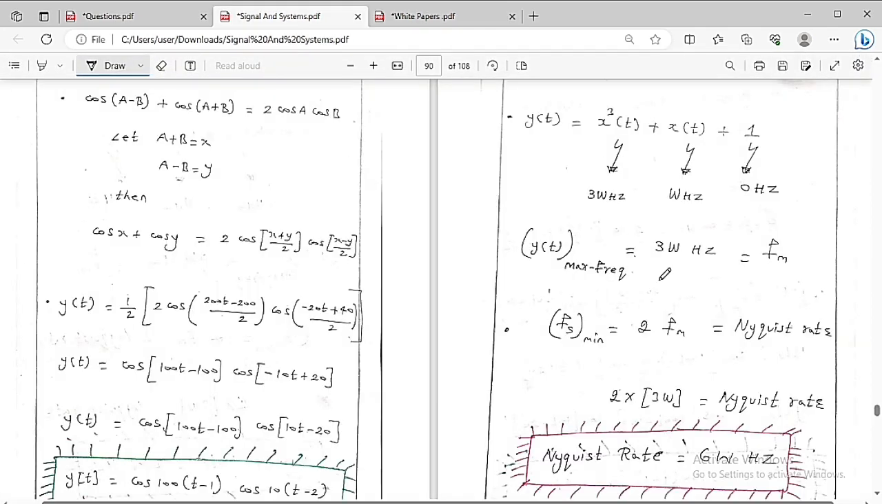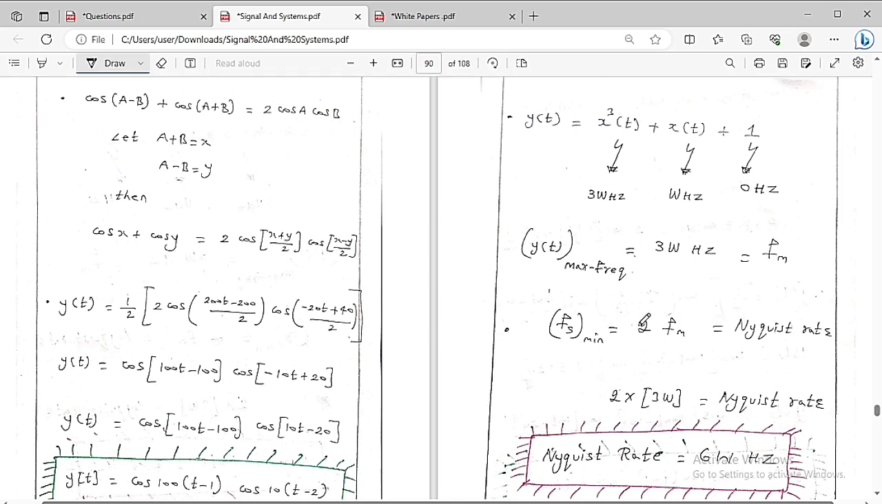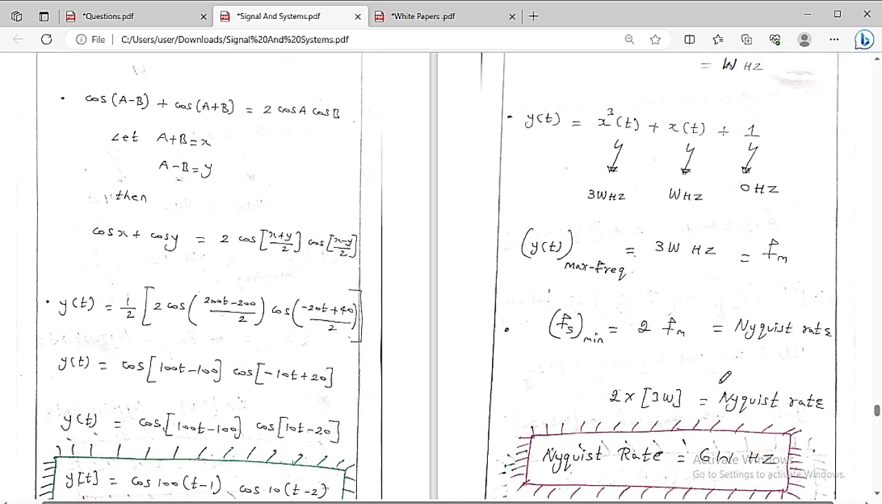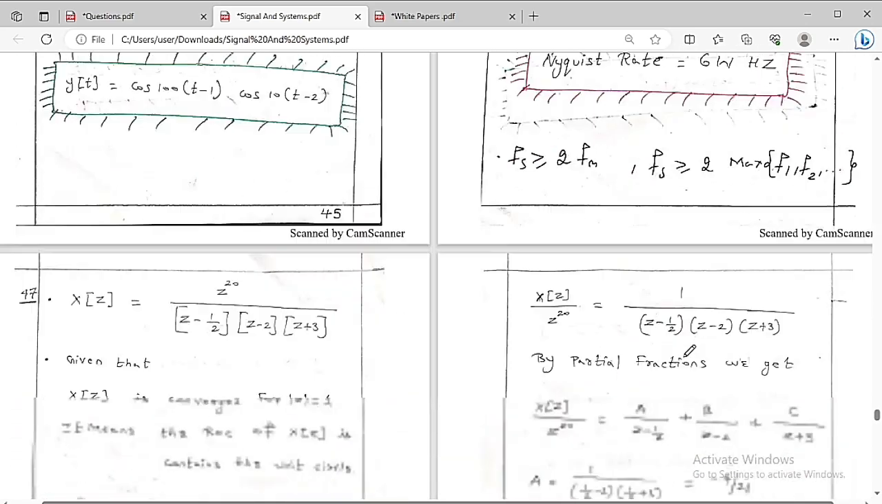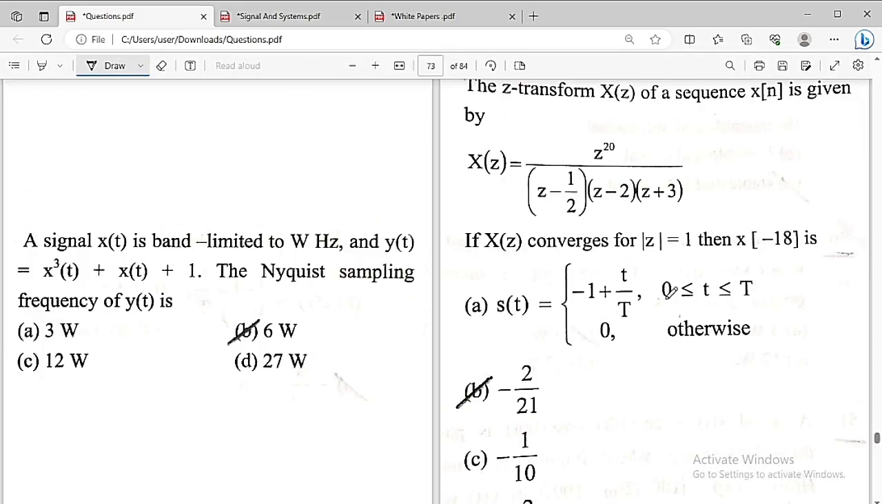So therefore you can see finally this has a frequency 3 into W hertz. This will have W hertz and this is the DC, so its frequency is 0. So out of this, we decide the maximum frequency 3W and multiply by 2 in order to get the minimum sampling frequency, which is 6W hertz, the correct solution of this question. So now we are going to solve another question.